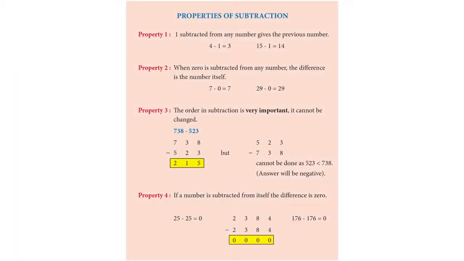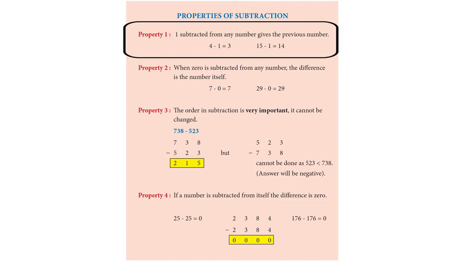So moving on to page number 92, Properties of Subtraction. Now this is a page in red, so it means it's important. Let's see the properties. Once you understand this, then you will not make mistakes. Property 1. 1 subtracted from any number gives the previous number. The previous number is called the predecessor, right?